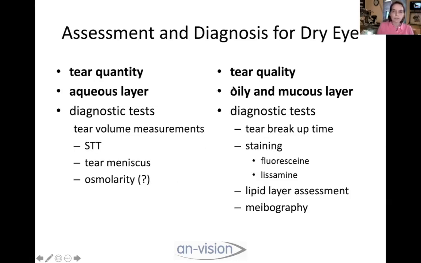If we want to look at the oily and mucus layer, we can look at the tear breakup time, and I'll go over this in a second. And we can also do vital staining. We all do that all the time. And we could do a specified lipid layer assessment, and we could look at the meibomian glands.